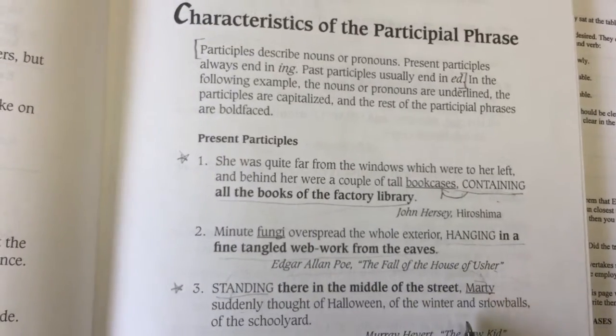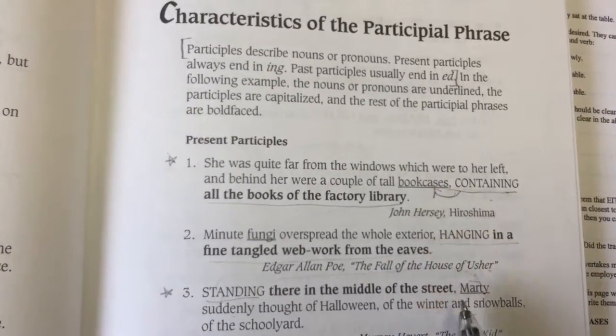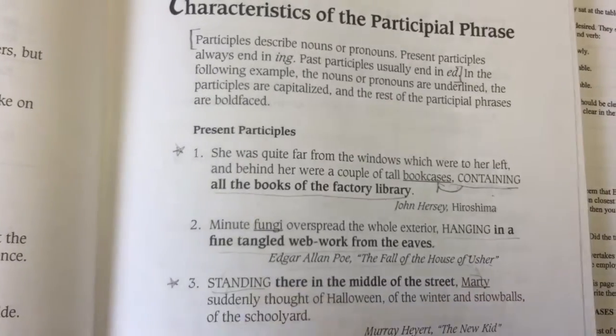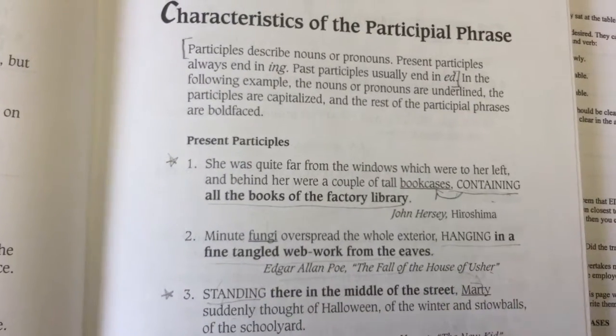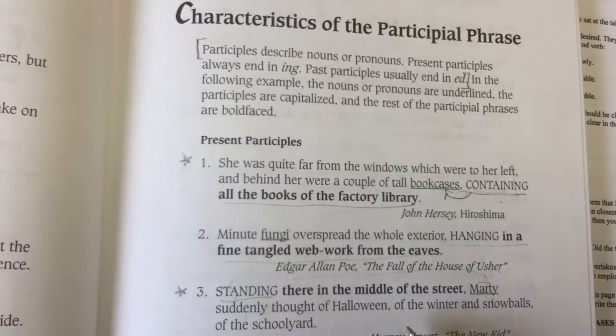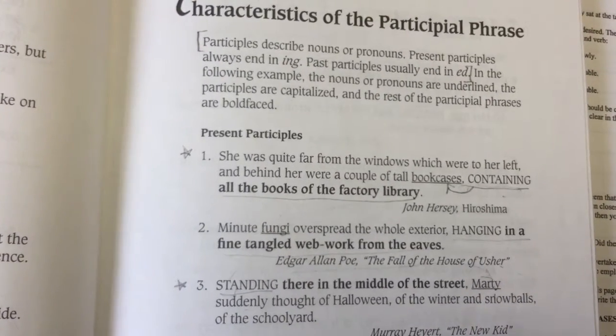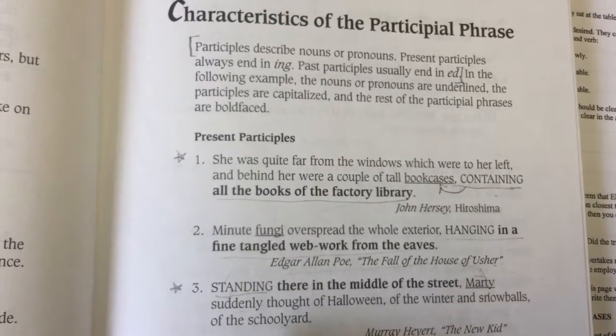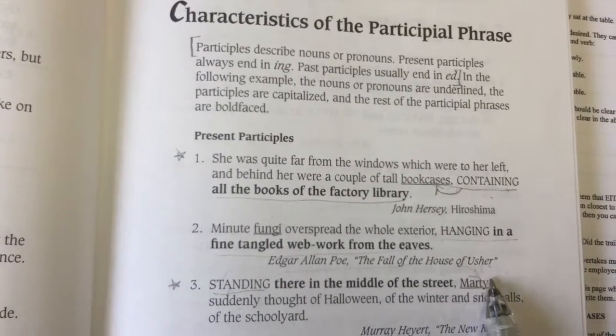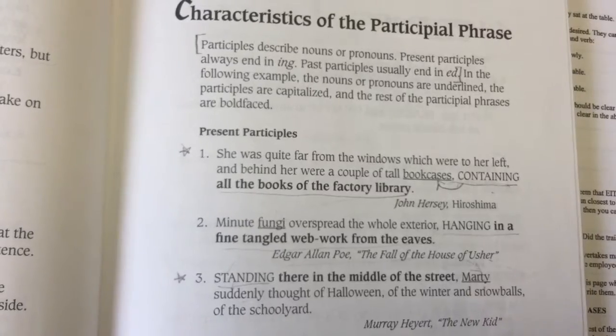It's talking about Marty. In each one of these sentences, you can take away the participial phrase, and it still works. Okay. You can't take away the noun like you could in the appositive phrase. You can't say, standing there in the middle of the street, suddenly thought of Halloween, right? We need that subject, okay?